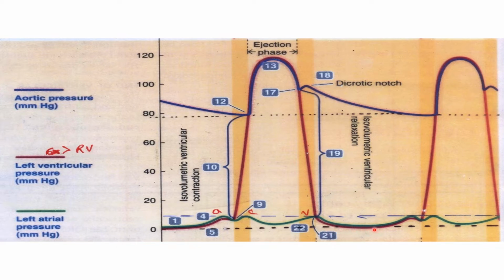that is almost relaxing, and so the atrial pressure decreases because now it is emptying itself, and the ventricular pressure is also decreasing because the ventricular walls are relaxing and expanding until the atrial systole again comes.